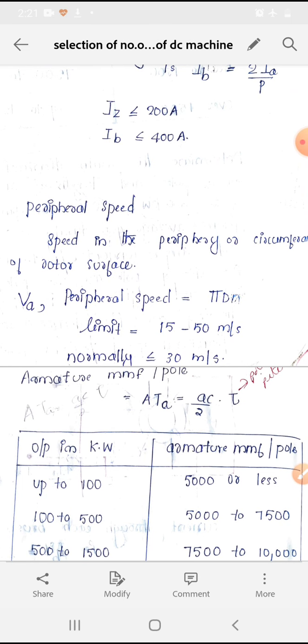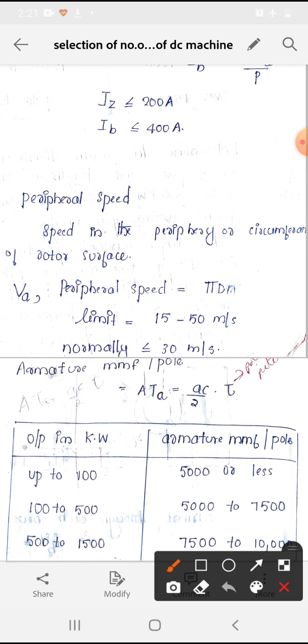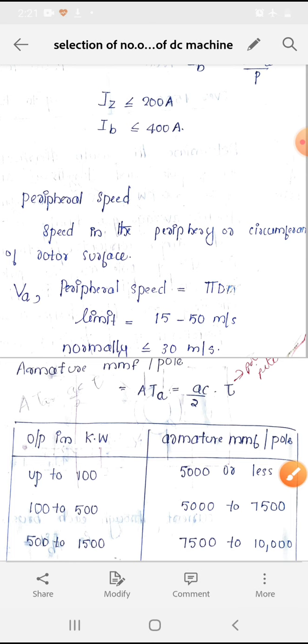Now what is a peripheral speed? It is the speed in the periphery or circumference of rotor surface, and it is obtained by pi D into n. Here capital D is the armature diameter and small n is the speed in RPS. Normally the limit is 15 to 50 meter per second, and normally it should be less than or equal to 30 meter per second.